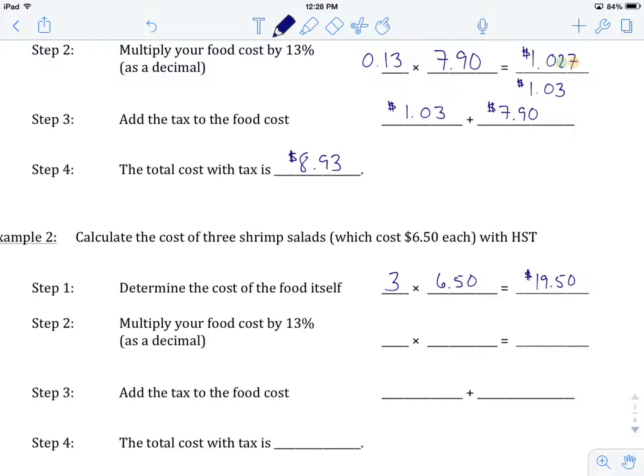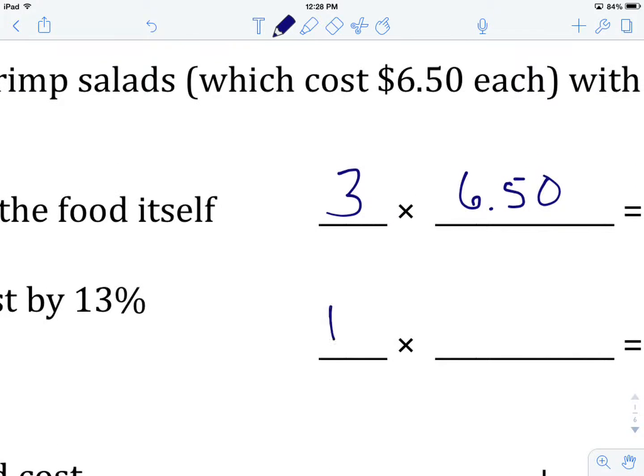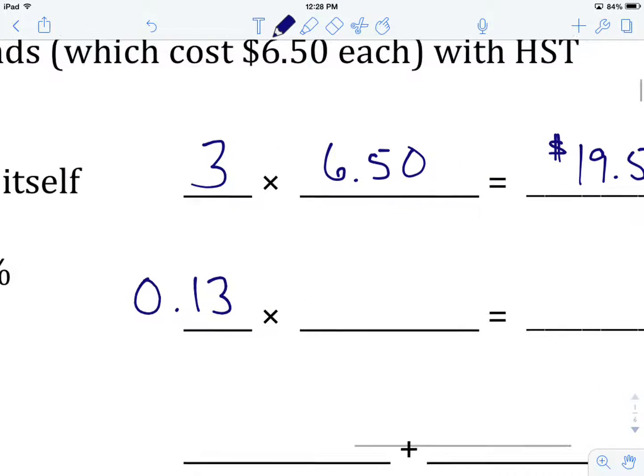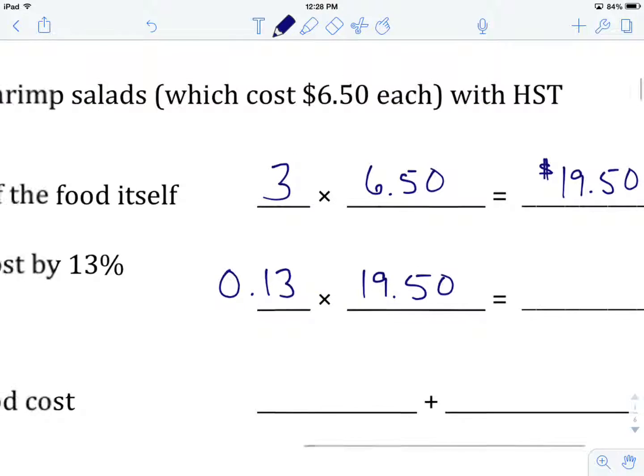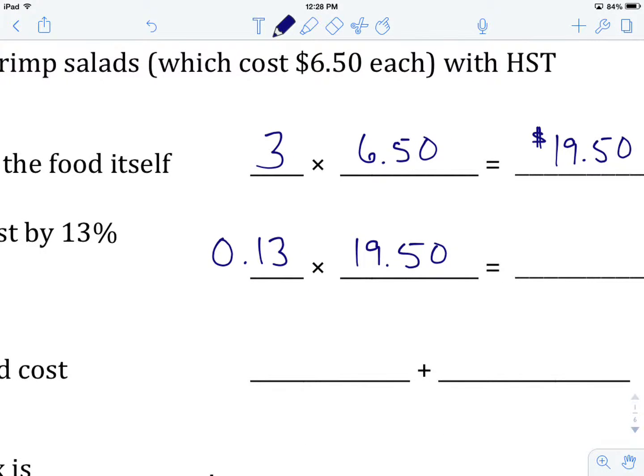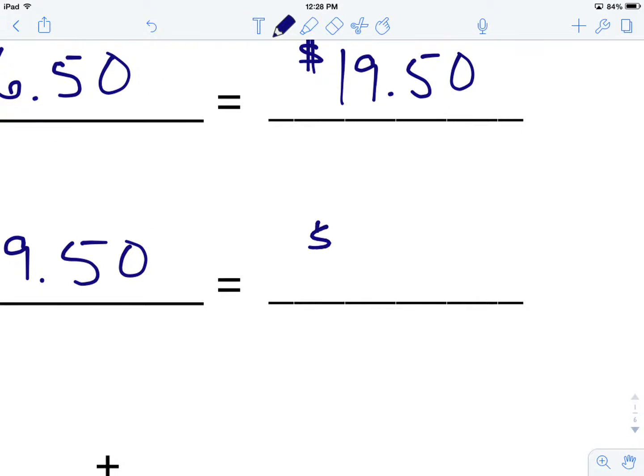Now we're going to multiply the food cost by the 13% tax. Remember, we got to express that 13% as a decimal, so we take the percentage of tax, which is 13, and divide it by 100, which gives us 0.13. We multiply it by the food cost, which is $19.50, and we'll see what we come up with. So we have 0.13 times $19.50, and it gives us $2.535.